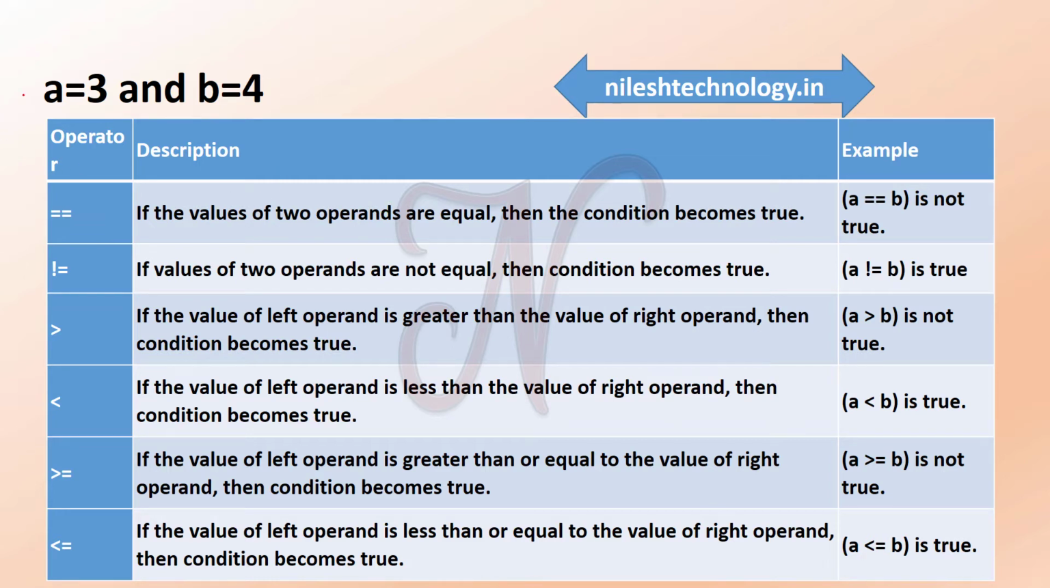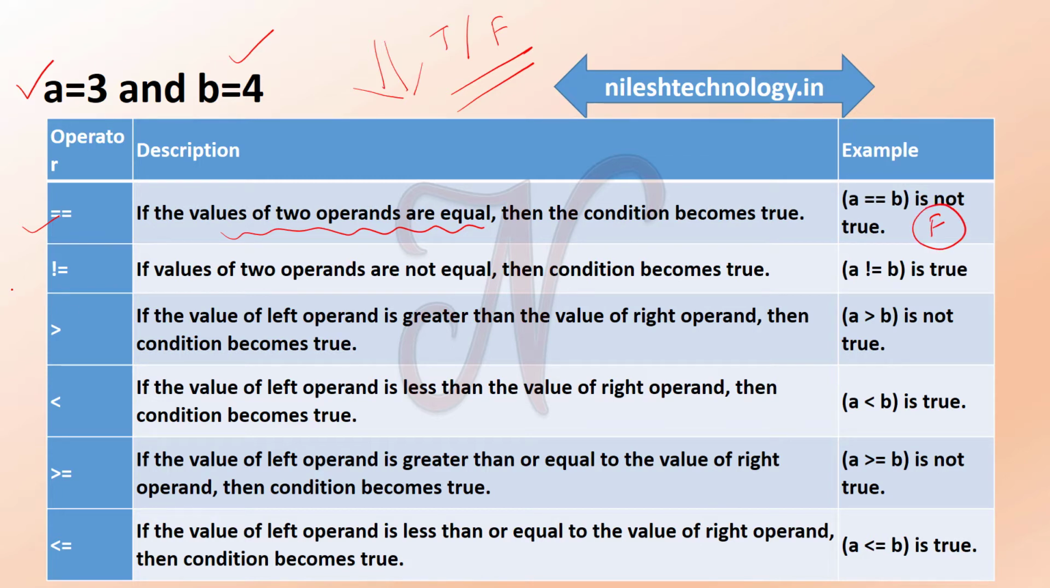See here, I have to assign some values to the variables, so a equal to 3 and b equal to 4. First is equal equal. If the two operands are equal, the condition becomes true. The result of these comparison operators is a Boolean, either true or false. See here, if a is equal to b, the values of a and b are 3 and 4. So 3 is equal to 4 is not true, which means the condition is false. So this result is false.